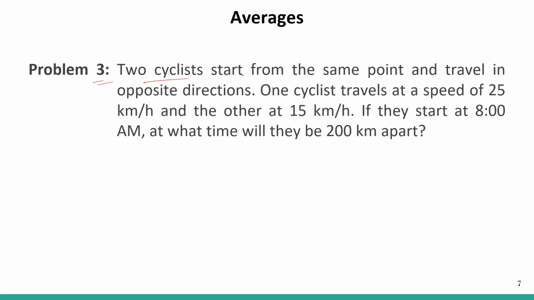Two cyclists start from the same point and travel in opposite directions. One cyclist travels at a speed of 25 kilometer per hour and the other travels at 50 kilometer per hour. If they start at 8 a.m. in the morning, then what will be the time when they will be 200 kilometer apart? Let's go forward with the step-by-step solution.